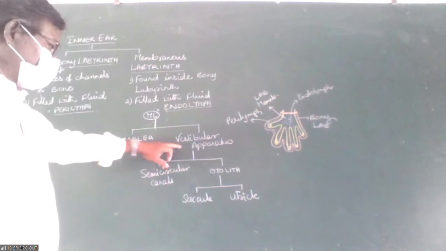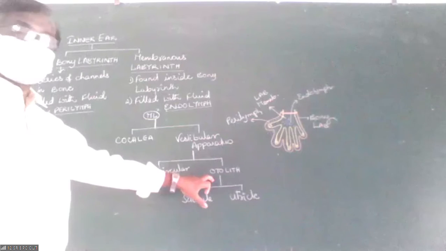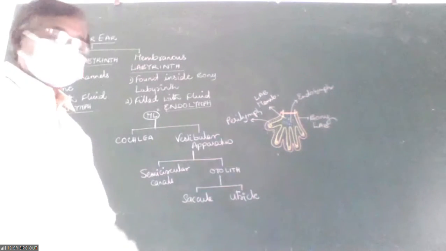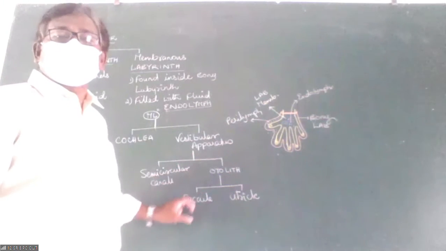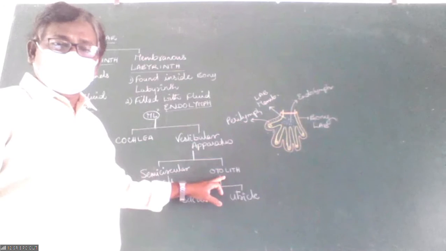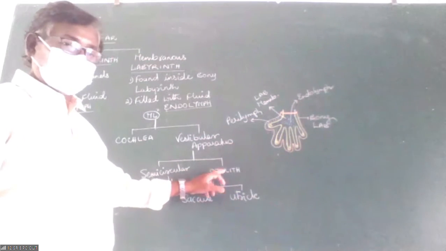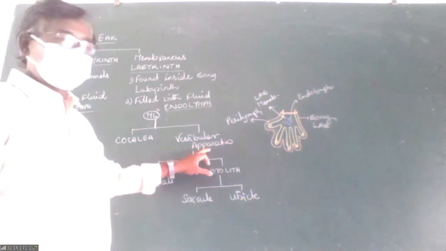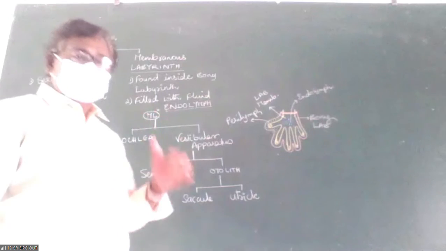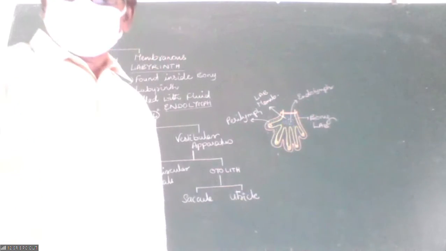Cochlea, vestibular apparatus. Then the semicircular canals. The vestibular apparatus consists of semicircular canals and otolith. Otolith again consists of saccule and utricle. Okay, so very clear and very important information here in this table is that the otolith organs are made up of saccule and utricle. Saccule plus utricle is called otolith. Otolith plus semicircular canals is the vestibular apparatus. Vestibular apparatus plus cochlea is going to be the membranous labyrinth.